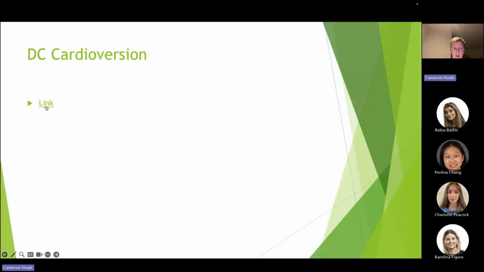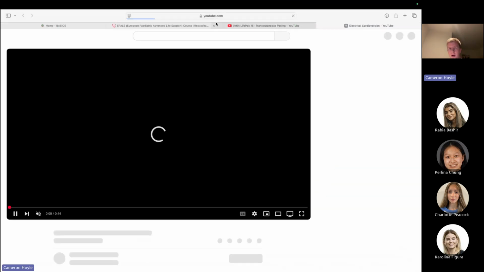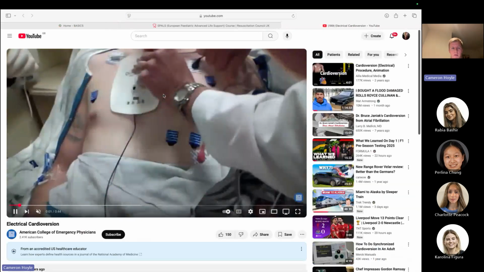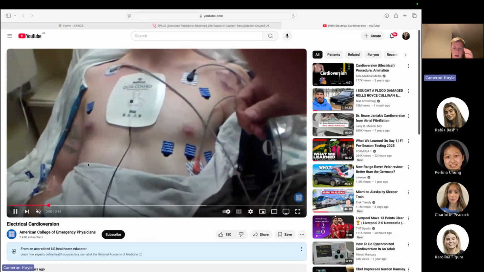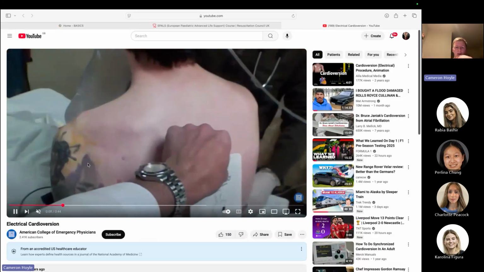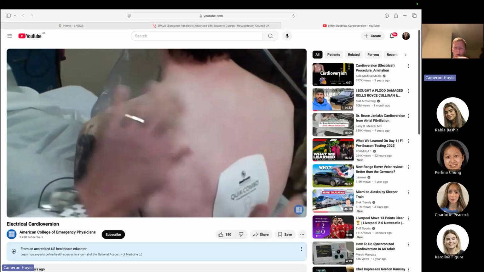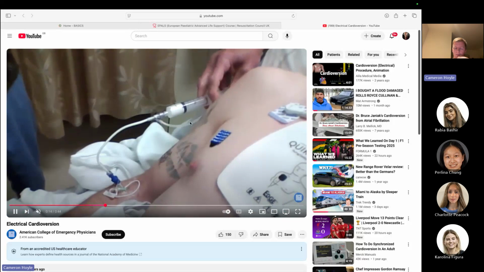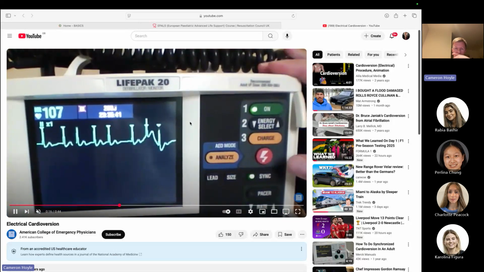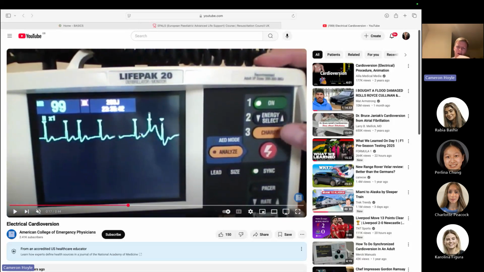Okay, so another very quick link to show you about the cardioversion. So you can see here that they're attaching the pads to the patient. They're giving some propofol sedation because the patient's conscious. And then I'll just pause it here.